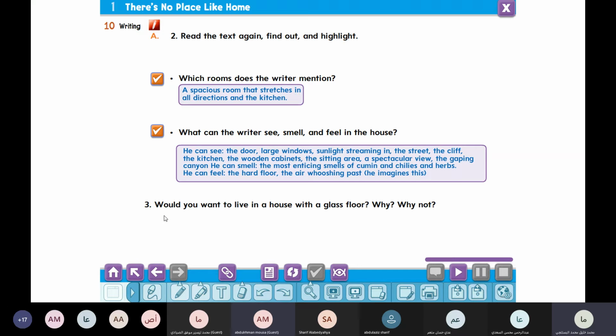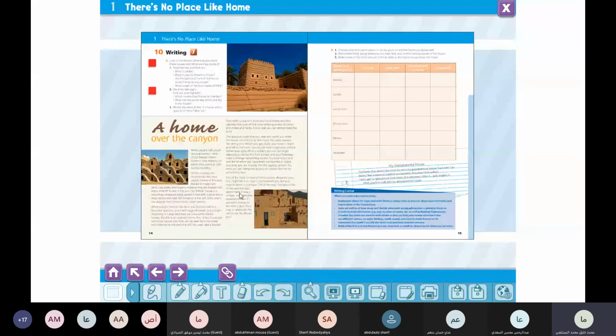Why? Why not? Good. Some of you will say yes, as it will be an unforgettable experience, to be special, etc. Others will say no, I don't want to try this. Okay. Now, move to the next page here. One minute, please.